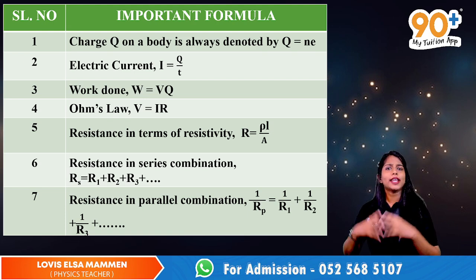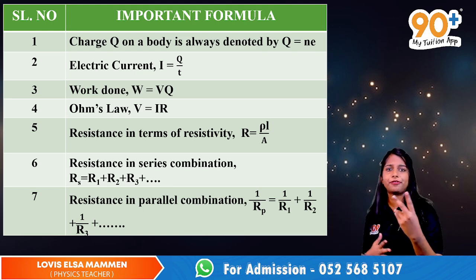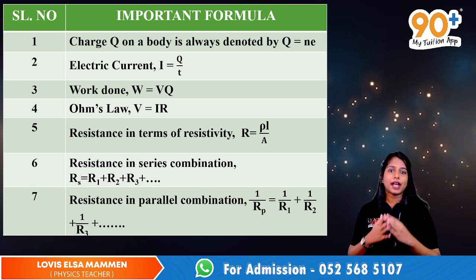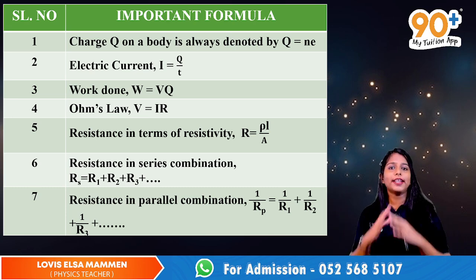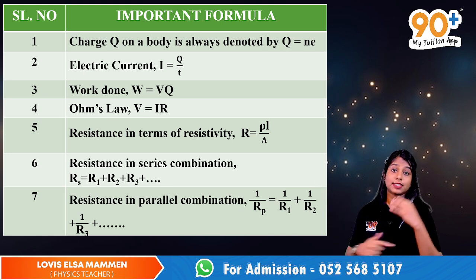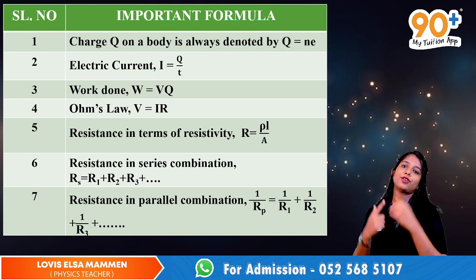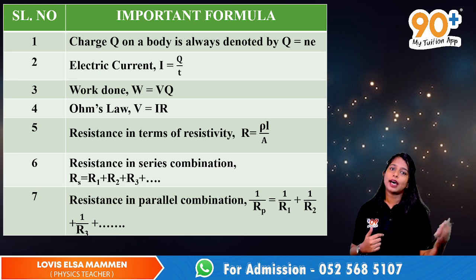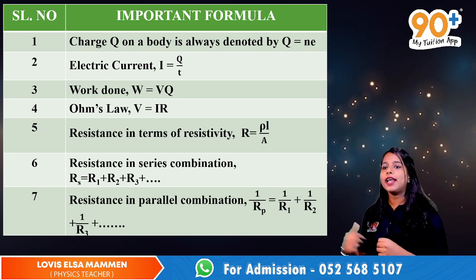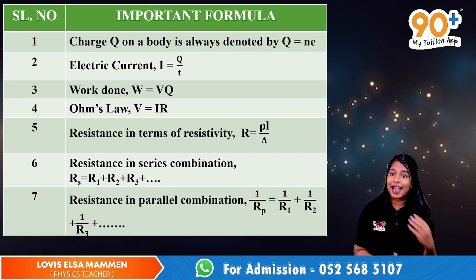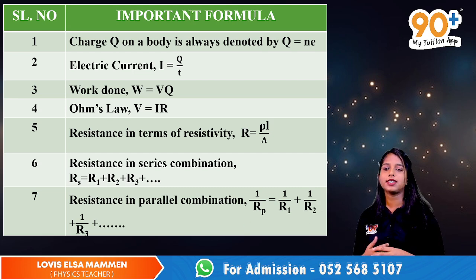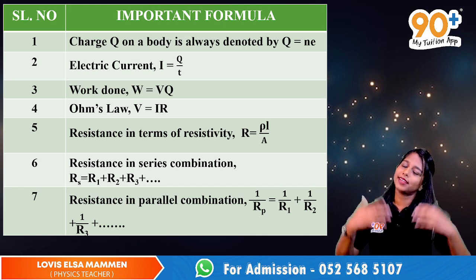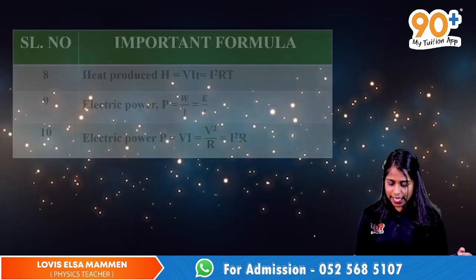Now we can connect resistors in two different ways, which is resistors in series and resistors in parallel. If we connect resistors in series, we can find the total equivalent resistance as the sum of the resistances, that is Rs is equal to R1 plus R2 plus R3, where R1, R2 and R3 are the resistances. The seventh one is, if they are connected in parallel, we can find the total resistance as 1 by Rp is equal to 1 by R1 plus 1 by R2 plus 1 by R3 and so on. Next, the 8th, 9th and 10th.